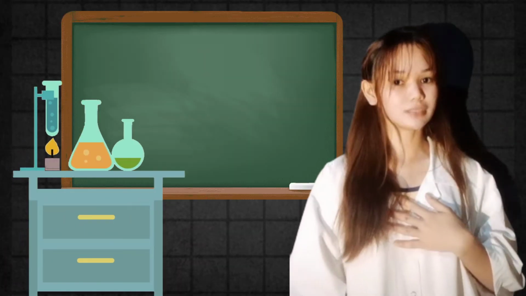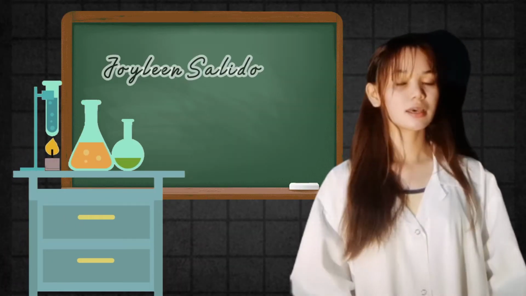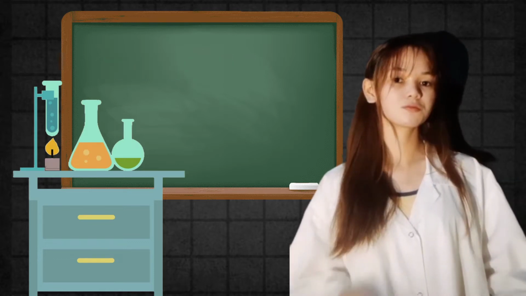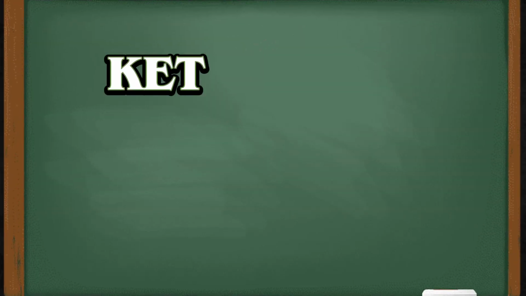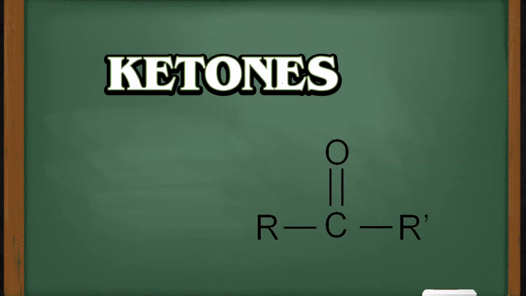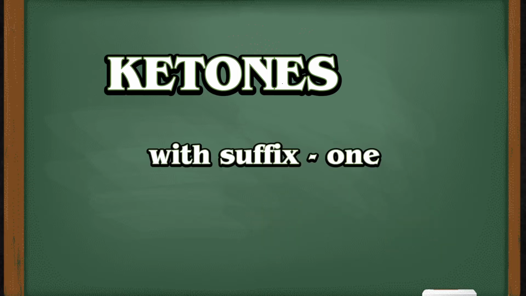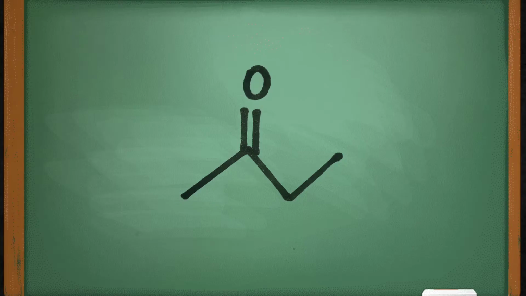Hi, I am Jaylene Salido and I am going to discuss the nomenclature of ketones. Ketones is a group of organic compounds that have two alkyl groups attached to a carbonyl group and named by replacing the suffix "-ane" with "-one." Let's take a look at how to name ketones.